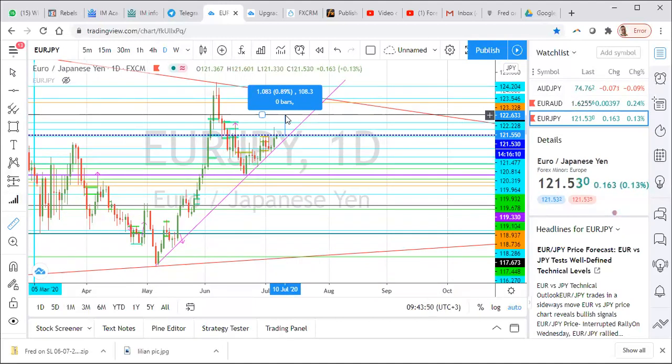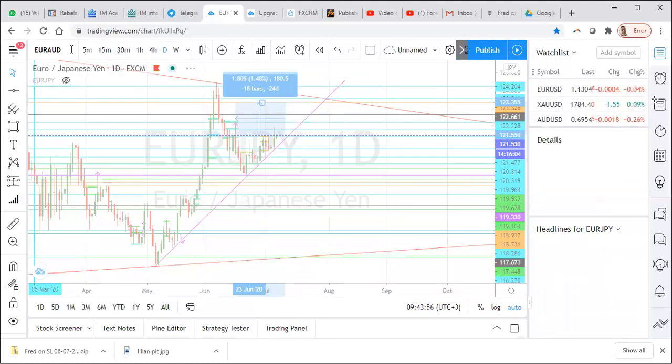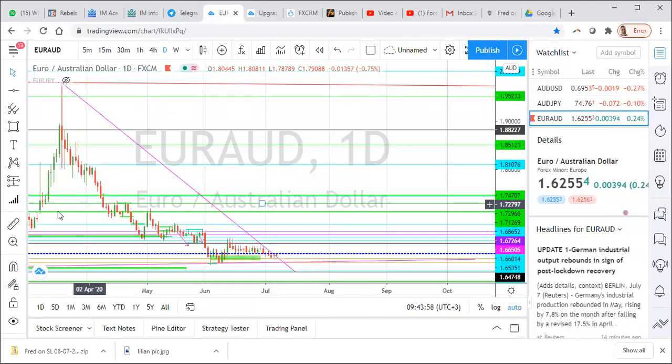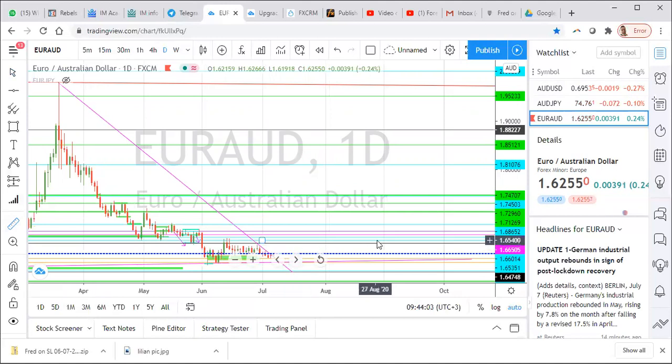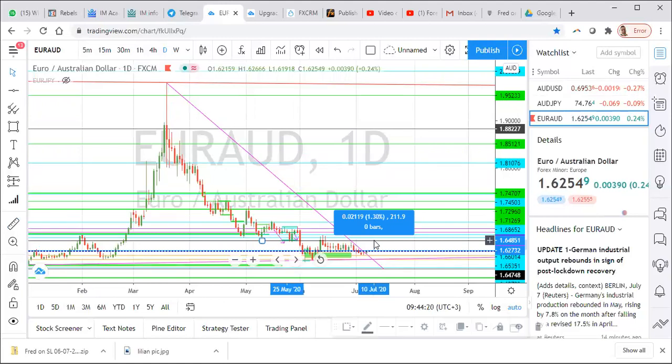So let's look at Euro AUD, another pair that I really, really like. Yep, this is now clearer to me. I see Euro AUD just pushing. Very clear trade here. 200 pips. It's very clear to me.